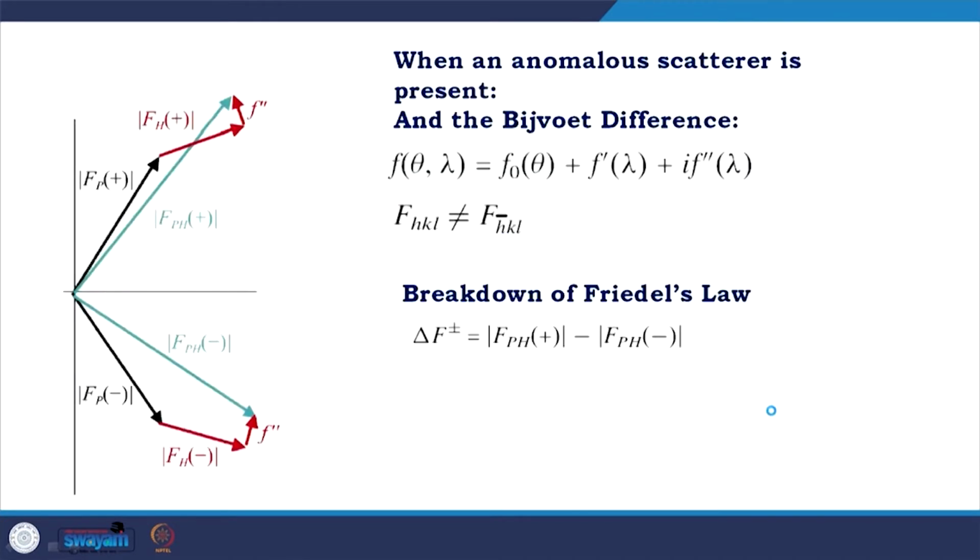But when an anomalous scatterer is present, there are bivoet differences: F(theta, lambda) = F0(theta) + F'(lambda) + iF''(lambda). In this case, F(HKL) is not equal to F(-H-K-L), and the breakdown of Friedel's law is delta F plus minus, equal to delta phi plus minus delta phi minus, the differences you could see here.